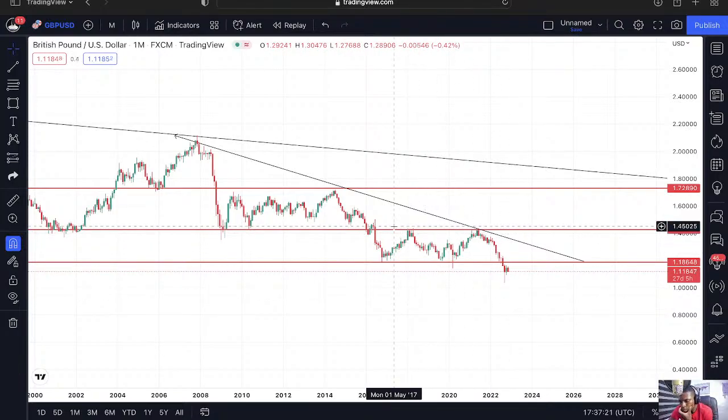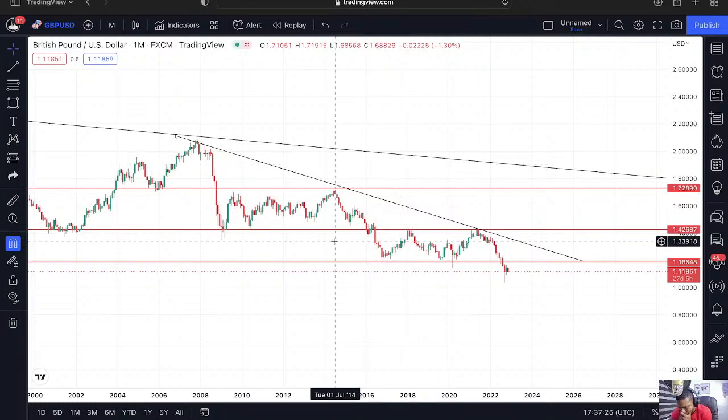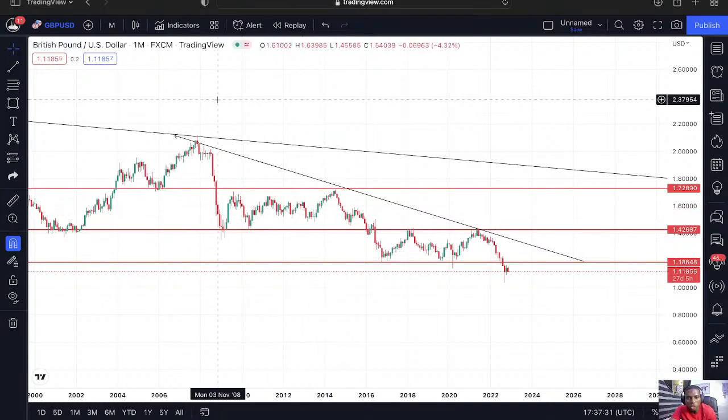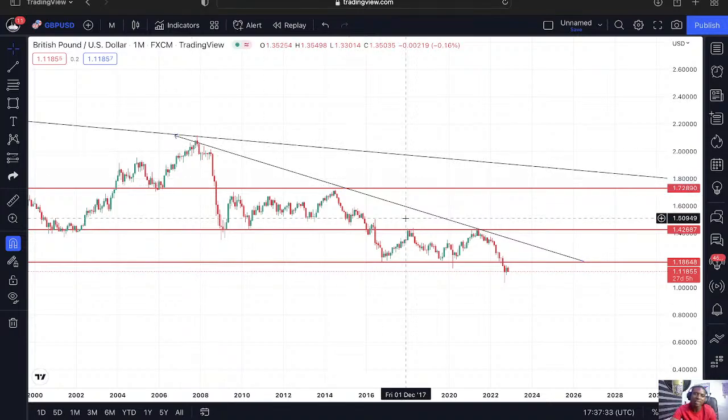All right. So when you look closely at this chart, you will discover that we are seeing what I call a descending triangle. All right, a descending triangle. Okay.